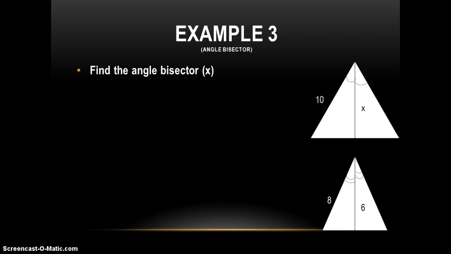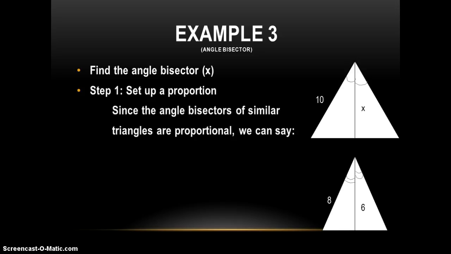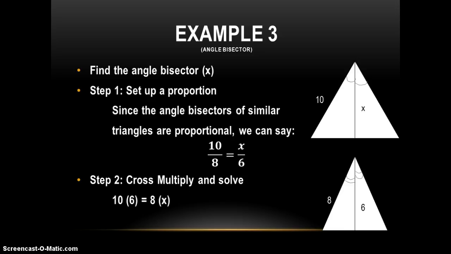Example 3, we're going to use our angle bisectors. So we're going to find the angle bisector, which is x. Step 1, we're going to set up a proportion. And since the angle bisectors of similar triangles are proportional, we can say that 10 over 8, which are our corresponding sides, equals x over 6, which are our corresponding angle bisectors. So we're going to cross multiply and solve. So we have 10 times 6 equals 8 times x. 60 equals 8x, and then we divide by 8 to get x equals 7.5.